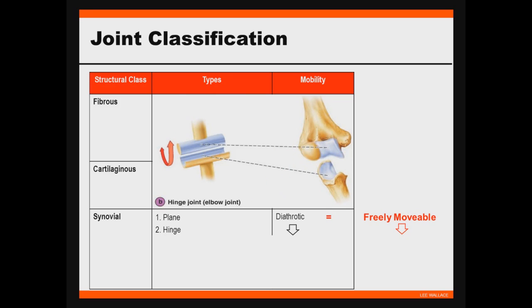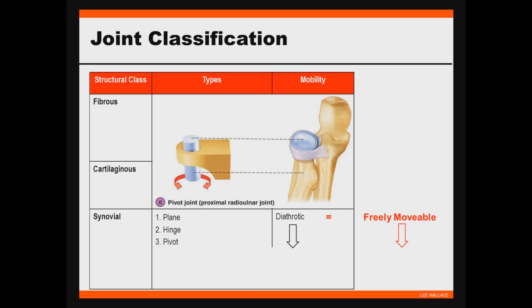The second type of synovial joint is called a hinge joint, and the example we've got up here in the picture is the elbow. But all hinge joints are classified as a bone or part of a bone which wraps around a cylinder type shape of another bone.